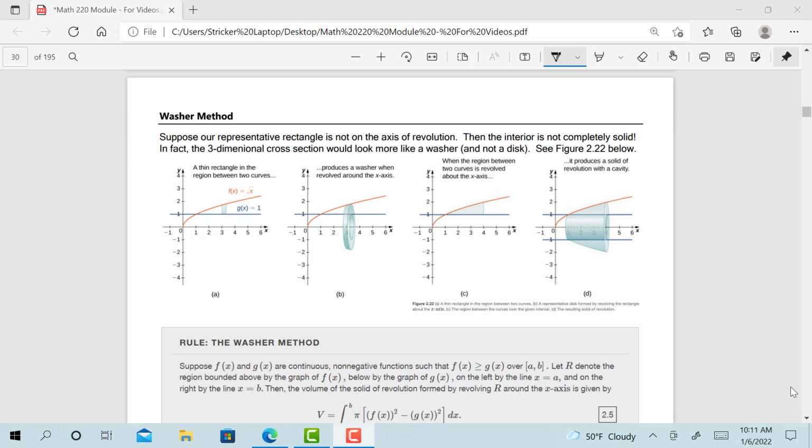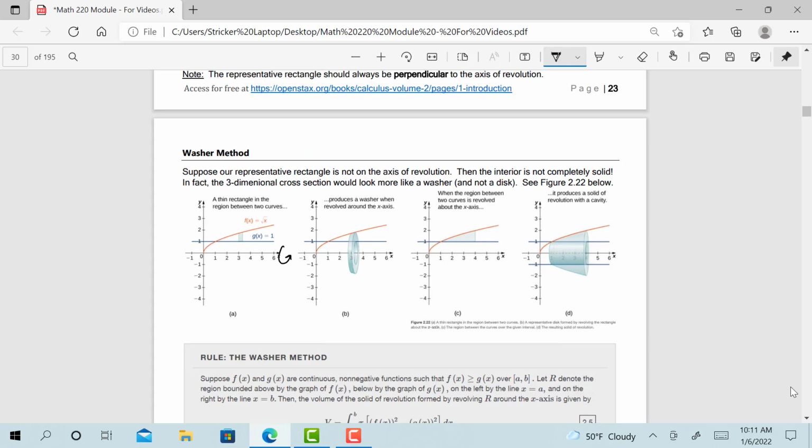Except here, when we go to rotate our representative rectangle about the x-axis or the y-axis, this figure 2.22 here shows an example of rotating about the x-axis, and when we do that, you'll notice that the representative rectangle doesn't touch the x-axis. So when you rotate, there is a hole in the middle of this. It kind of looks like a washer. If you're familiar with nuts and bolts and stuff, a washer is something that goes around a bolt.